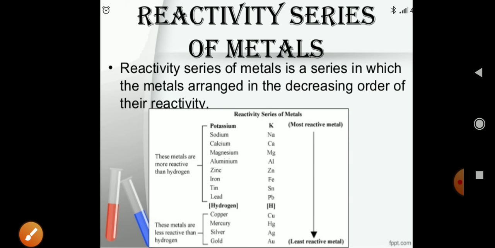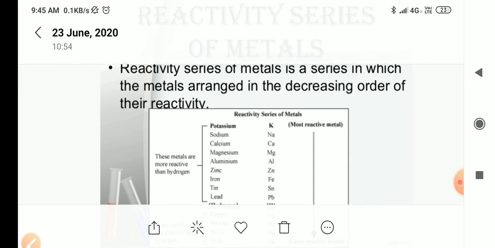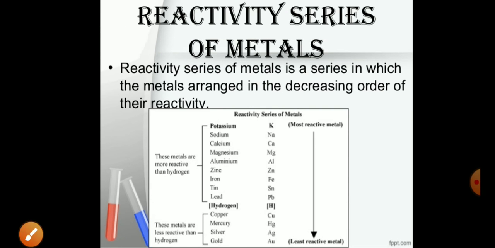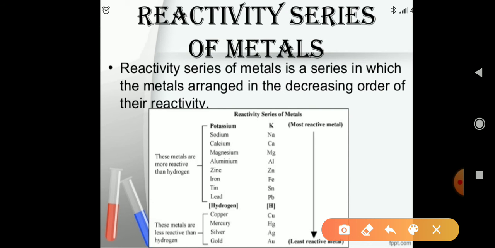Then the next topic is the reactivity series of metals. So before studying the next type, that is displacement reaction, we have to understand the reactivity of different metals. So that reactivity chart is given.